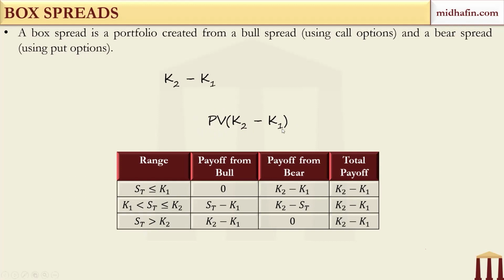So you will always have to carry out this calculation: PV of K2 minus K1. Then compare it with the cost. If cost is greater, sell the box. If cost is less, buy the box.